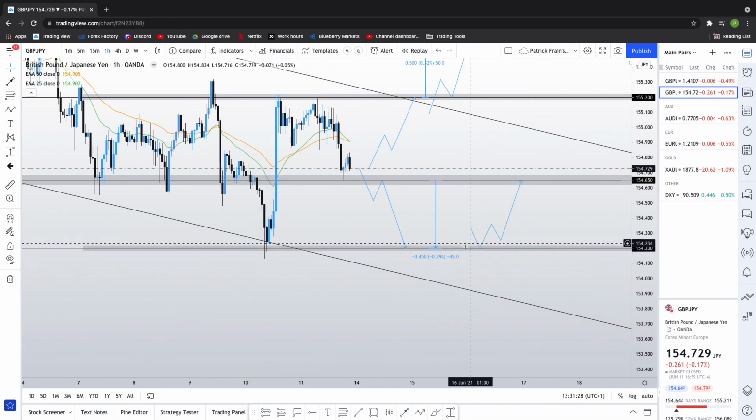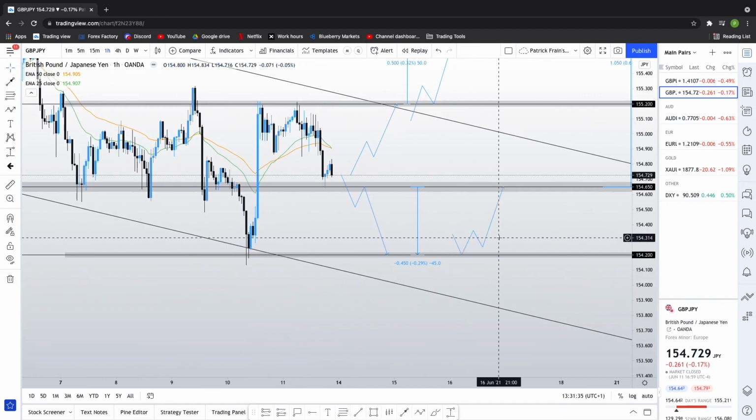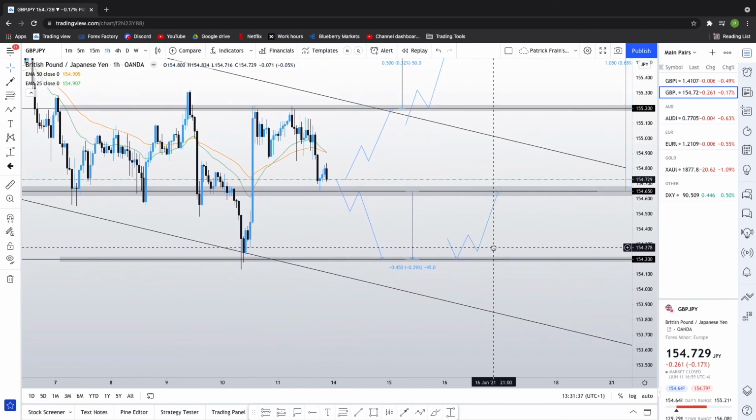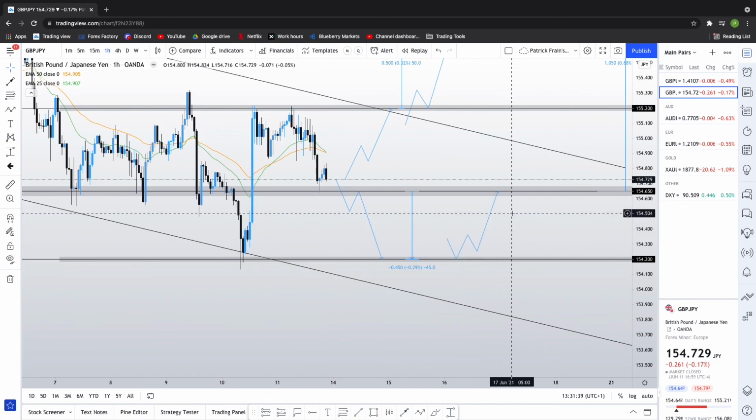And if we do reach this level, I will be looking for a double bottom of this previous price action, something like this, and then if price is to make higher highs and higher lows, I will be looking to take buys back up to the upside.